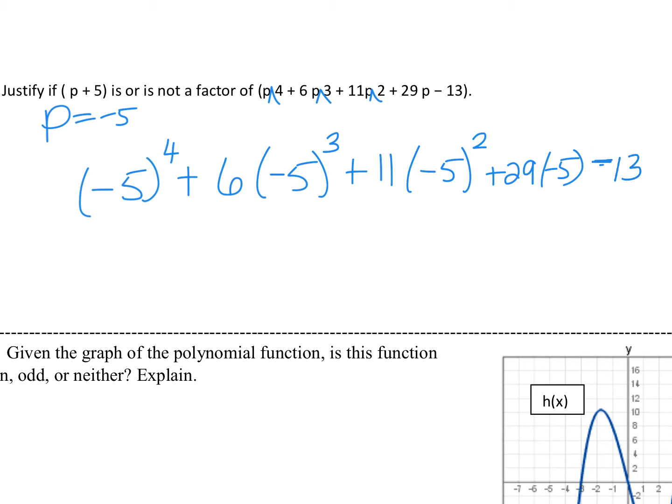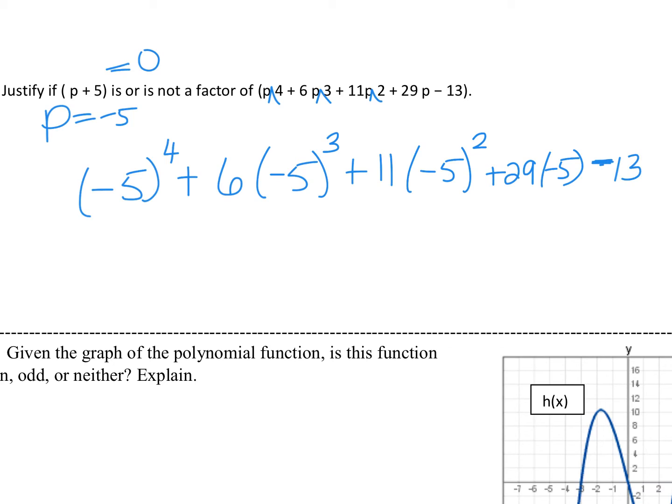This is the easy way to do it. It's the remainder theorem. You can basically plug in the factor when you set it equal to 0. In this case, you get negative 5 into all the choices, and you see if you get 0. So let me just see. So this was p, so negative 5 to the 4th, plus 6 times negative 5 to the 3rd, plus 11 times negative 5 to the 2nd, and plus 29 times negative 5.